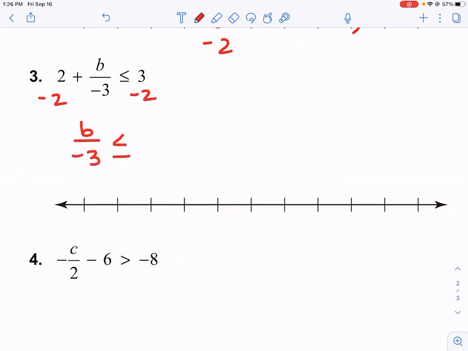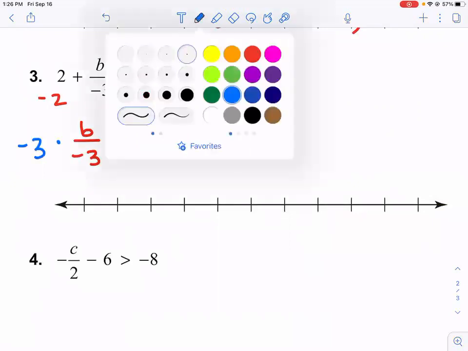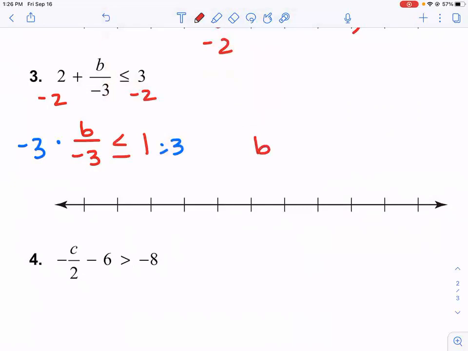3 minus 2 is? -1. How about just a normal 1? Sounds good. Okay. Now, Kane, to get B by itself, what do we have to do with the -3? We have to multiply. Oh my goodness, we are multiplying by a negative number. So B is going to be greater than or equal to -3.